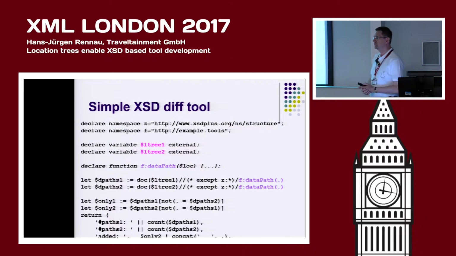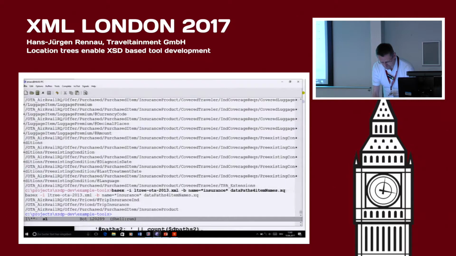It is amazing to become aware how you can implement a simple but effective XSD diff tool. Given 2 schema versions, it would give you all data paths added by the new version or removed from the old version. A few lines of code. And it would be a Herculean task to do this without location trees. I do not think you could write this in 1 week of full-time work. I certainly couldn't. Let me demonstrate.